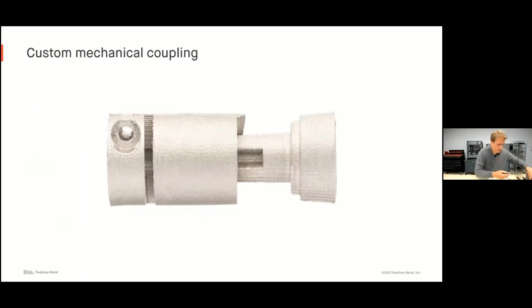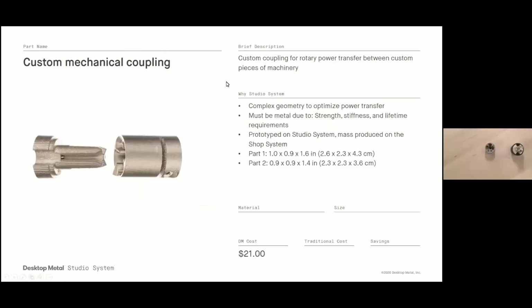Custom mechanical couplings. I'll flip back to my overhead camera so you can see some of the detail on this part. These are custom mechanical couplings that are used to transfer power between two rotating pieces of machinery. There's quite some complex geometry involved in these parts, from the teeth as well as the male and female of these two components. They need to be metal for the stiffness. These were actually able to be prototyped on the studio system in just a couple of days, but then they're able to move to the shop system in binder jetting to produce these in mass production, which was an excellent application.